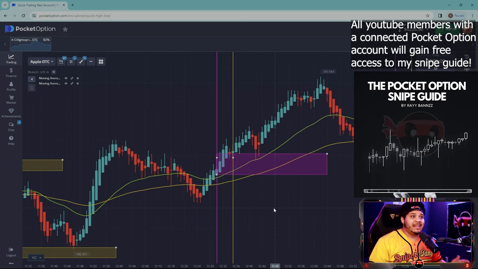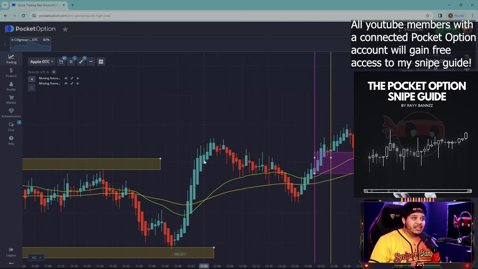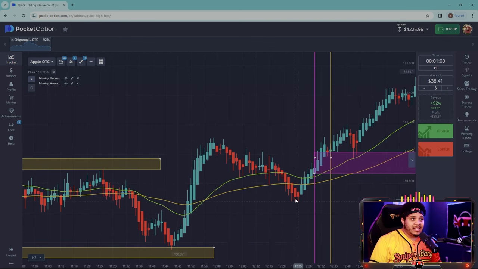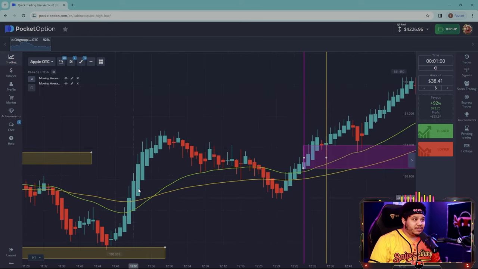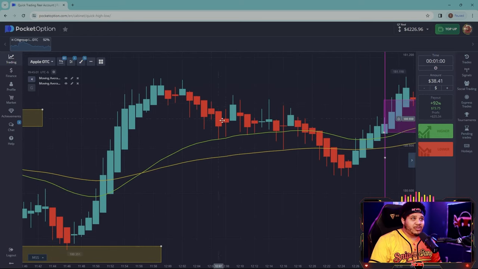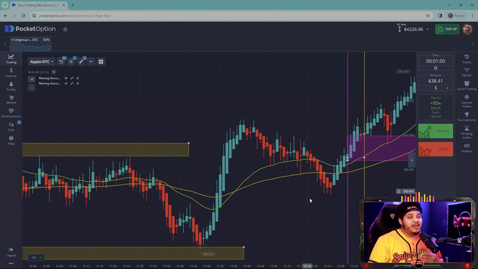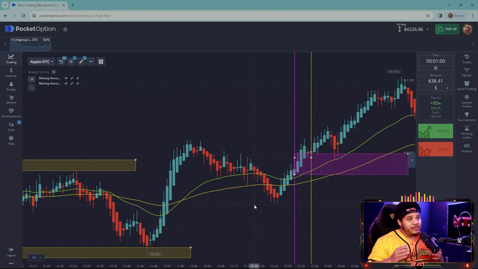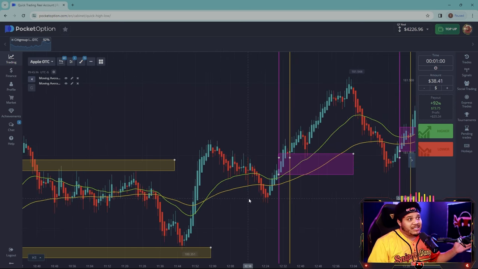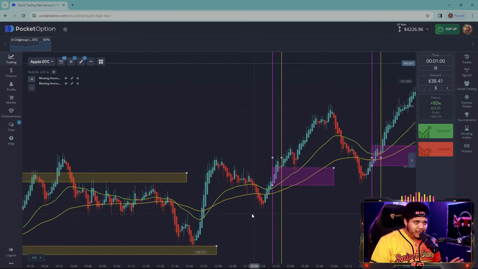So a pullback is necessary if you wait for a pullback. Now, understand right here, you didn't necessarily get one immediately, but it did happen. And also, because this was so exaggerated, look at the structure inside of it. Yes, you could catch sales inside of this, but that comes from experience. It comes from you being very accurate and following the market perfectly, right? You have to reference a higher time frame to be able to do that. But I don't want to talk about that in this video.